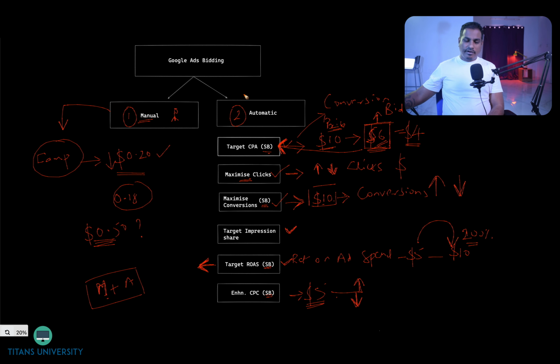So that's your target return on ad spend. Based upon whatever your specifications and goals are, whatever pricing methodology you have in mind, Google will automatically increase the bids where it's required and reduce the bids where it is not required. That is all automatic bidding is about.